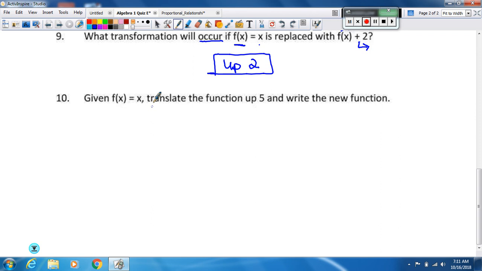Okay, given that f(x) = x, translate the function up 5, and write the new function. So the new function is going to be called g(x). And you write down your parent function that they give you, which is x, and then you said you're going to go up 5, so that's a plus 5.